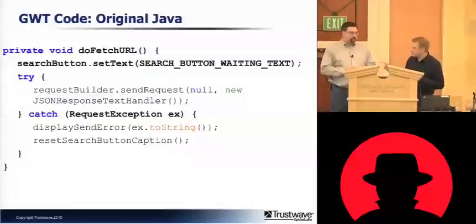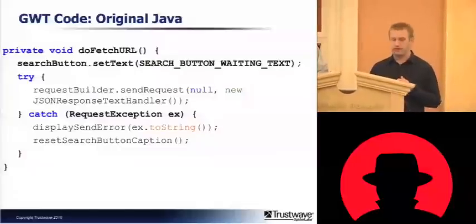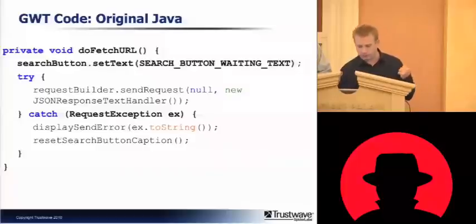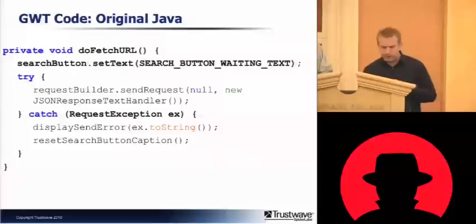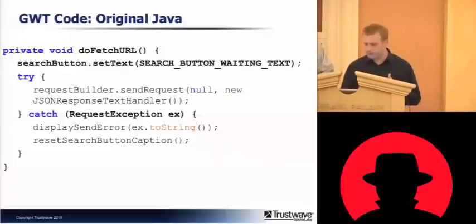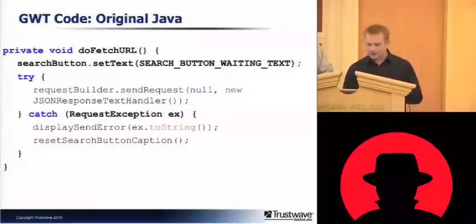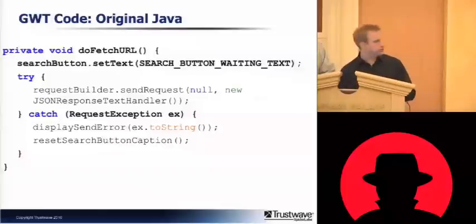Okay, this is on the screen here, and I don't know how far back you can see it, but this is an example of a simple method in Java source code for a GWT app. It's actually from the JSON sample app in the GWT SDK. The code is easy enough to read. Its intent is fairly clear: set the text on a search button to a predefined constant, and send a JSON request. If the request throws an exception, display it to the user and then reset the search button text.